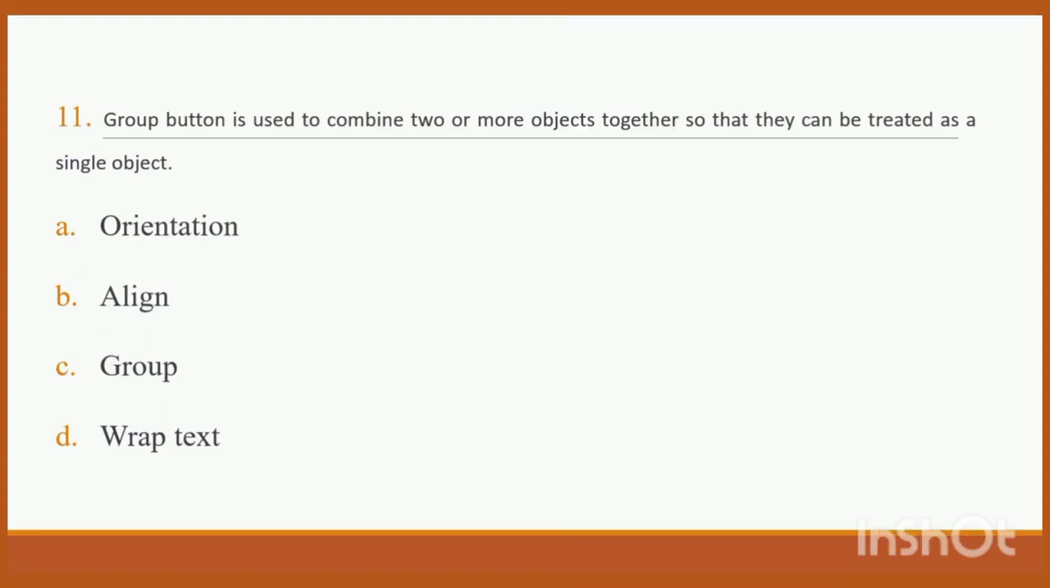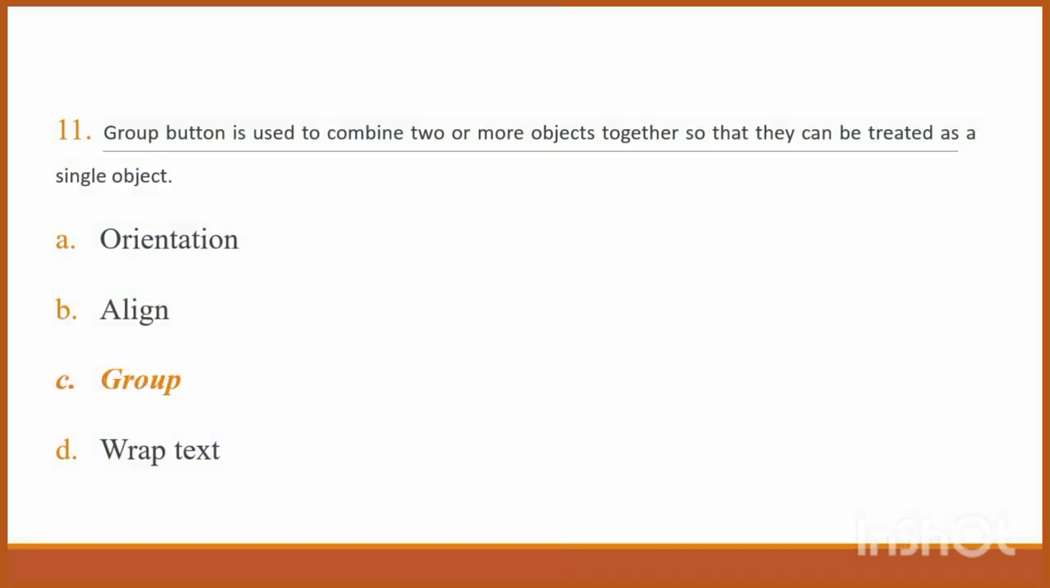Question 11. Group button is used to combine two or more objects together so that they can be treated as a single object: option A, orientation; option B, align; option C, group; option D, wrap text. Group button is used to combine two or more objects together so that they can be treated as a single object. Right answer C, group.